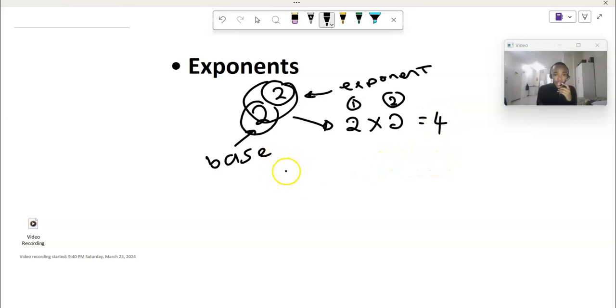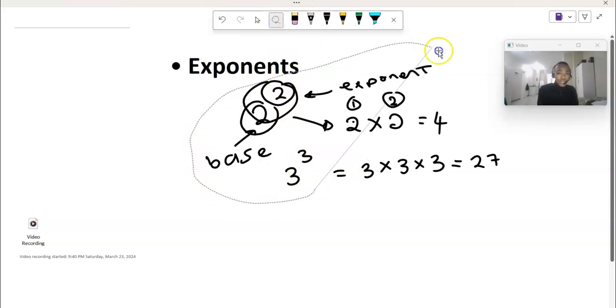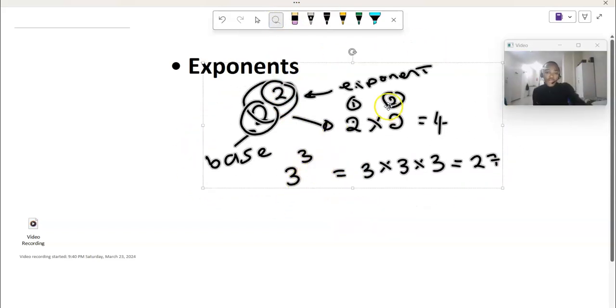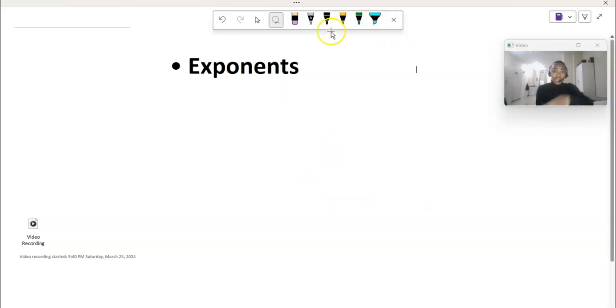If you look at 3 cubed, this means that 3 is multiplied by itself 3 times, right? So 3 times 3 times 3, which is 27. So this is the definition of exponent basically, right? For exponents we have characteristics that one should understand.